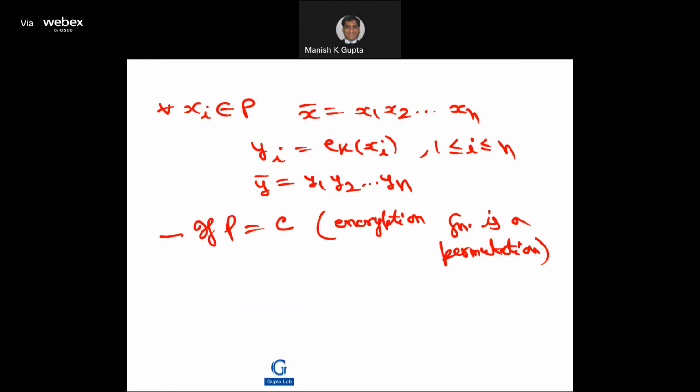If P is equal to C, if the plain text is the same as the cipher text, this may happen. In that case, this encryption is nothing but a permutation, essentially, because the cipher text and plain text are the same. Just some permutation.